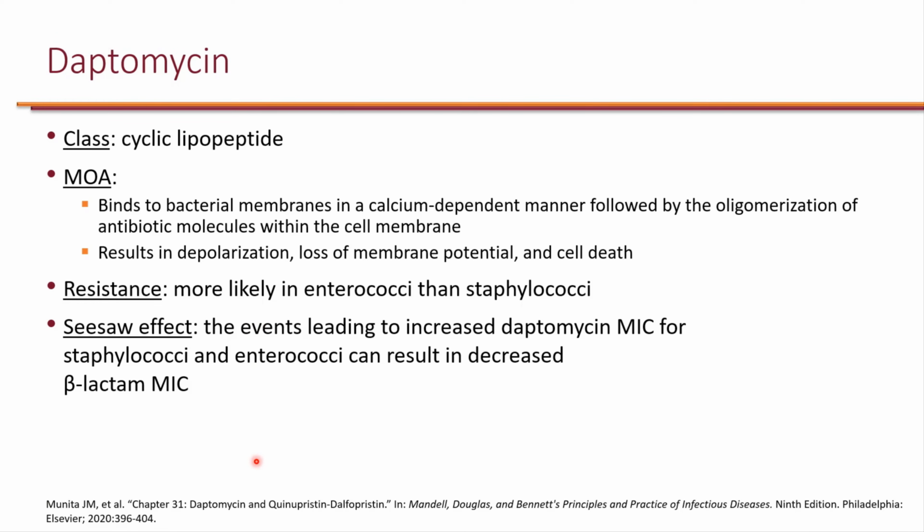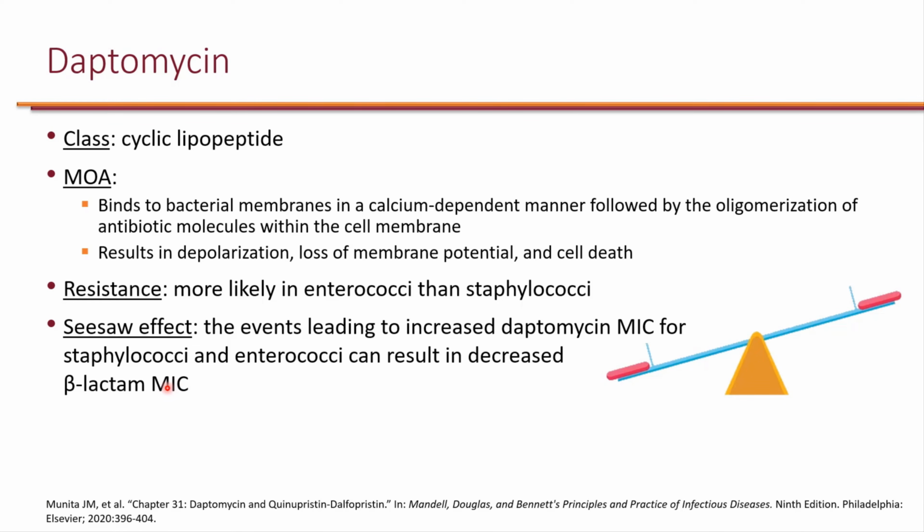Now, something cool about daptomycin is the seesaw effect, which essentially means that as daptomycin MICs go up, in either staphylococci or enterococci, we can see that beta-lactam MICs go down. So it's kind of a seesaw. As the MIC of one goes up, the other one goes down. And the mechanism of this effect is not clear, but this has some important roles because if there are situations where we are concerned about resistance developing, we could potentially combine beta-lactams and daptomycin, and the combination would be very effective, because if the organism develops resistance to one, then it becomes more susceptible to the other one, and vice versa. So it's kind of like a seesaw.